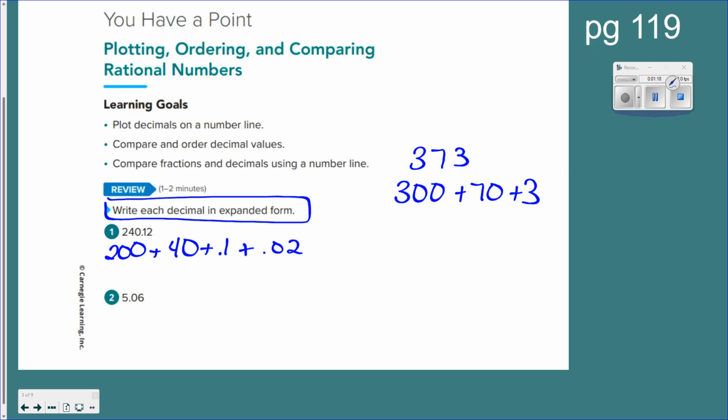They give it to you as a decimal. It needs to stay as a decimal. Go ahead. 5 plus 600. That's it. Just writing it in place value form, guys. Any questions? All right, let's look at the next page.